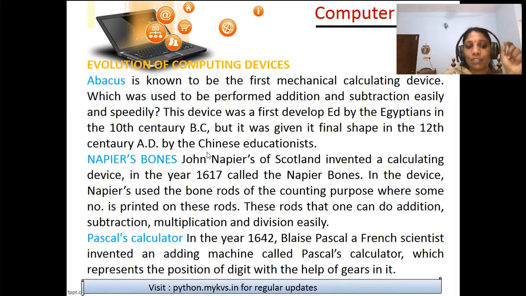So what is the difference between Napier bones and abacus? Napier bones is another calculating device through which you can perform addition, subtraction, multiplication and division. That is point one. Second point, it uses bone rods for counting purposes, where the numbers are printed on these rods.